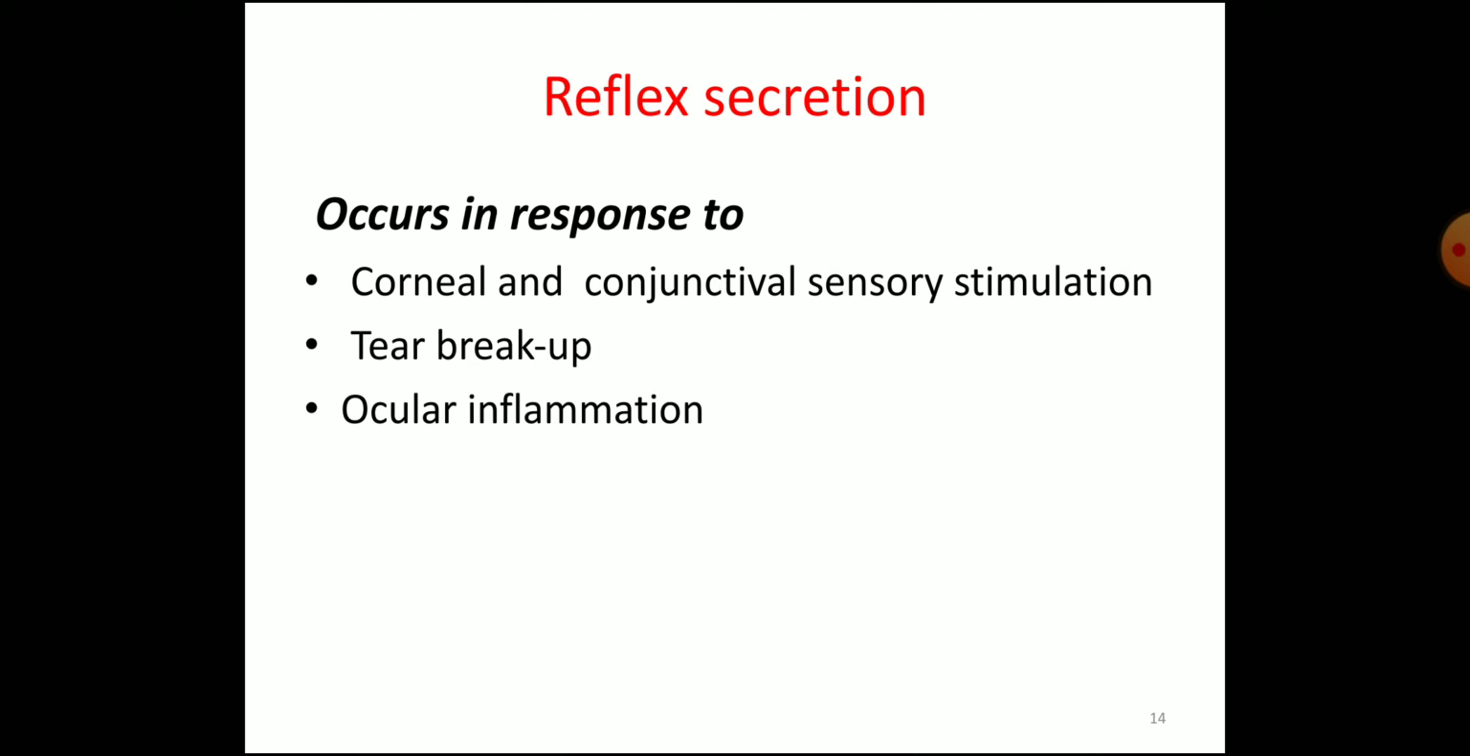Now, how does the reflex secretion occur? It occurs in response to corneal and conjunctival sensory stimulation, tear breakup, and ocular inflammation. When there is ocular inflammation, there will be reflex secretion, and also when there is any sensory stimulus to the cornea or conjunctiva.